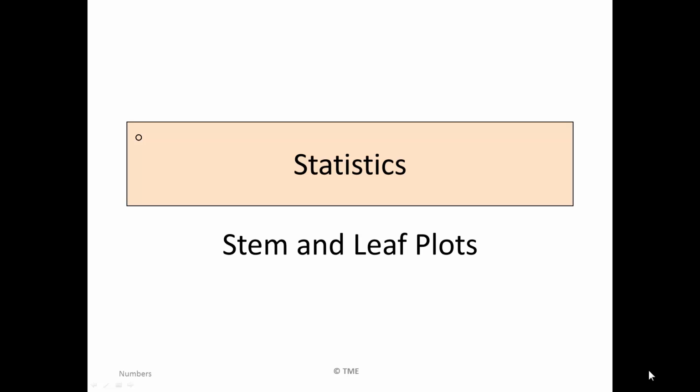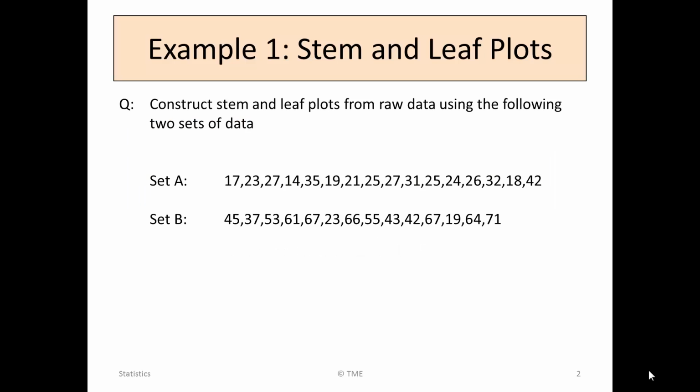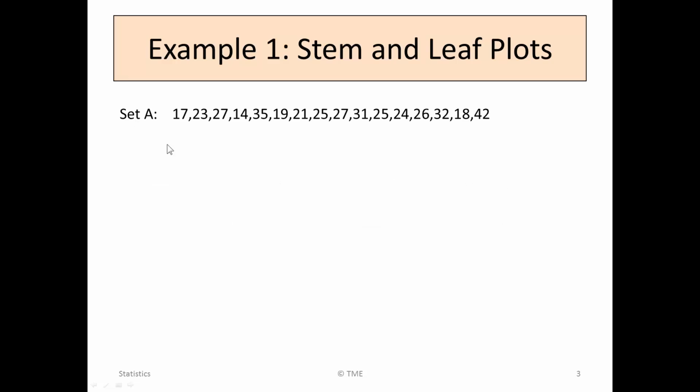Statistics, stem and leaf plots. Example 1. Construct stem and leaf plots from raw data using the following two sets of data. Set A: 17, 23, 27, and so on. And set B, the following numbers: 45, 37, 53, 61, etc. So we'll start with set A: 17, 23, 27.